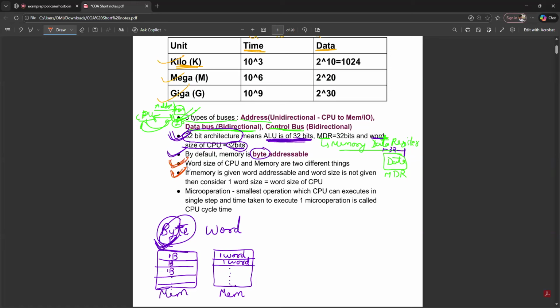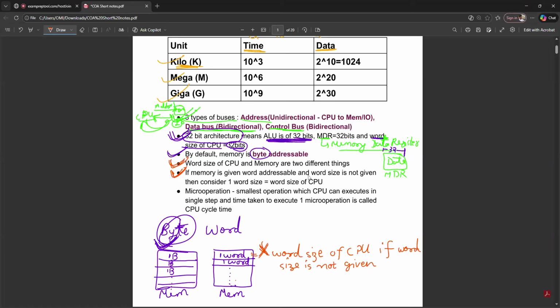Now see the next point to clear this. If memory is given as word addressable, but the word size is not given, then what size to consider for this word? This word will be the word size of CPU, if word size is not given.